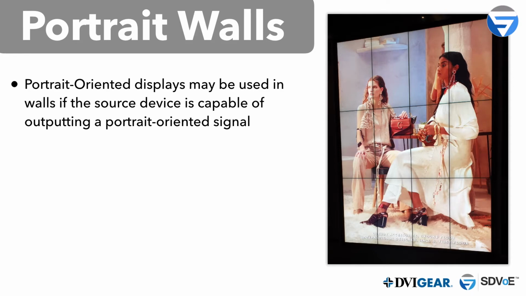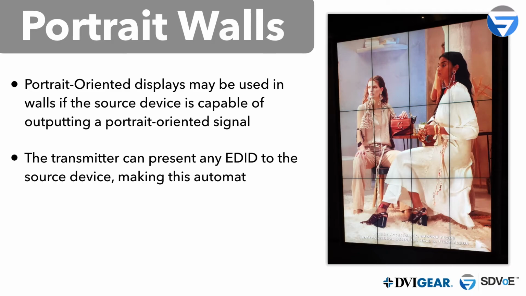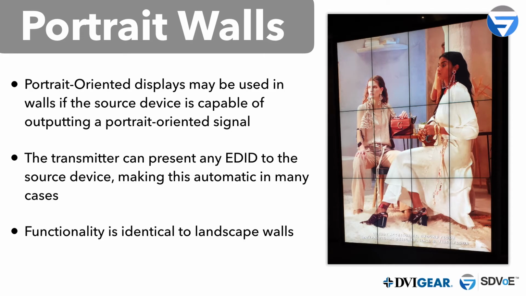However, one way that you can automate this is by creating a custom EDID, sending it to the transmitter, and having that EDID presented to the source device. And in most cases, if that's a preferred resolution and you have the appropriate graphics card, the PC will output that resolution. And the functionality is identical to landscape walls. You still have that line-by-line synchronization and support for different HDMI source devices, as long as the source device is outputting that portrait format signal.